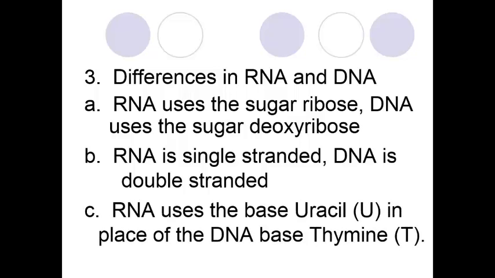And then the third difference, and this one's really important as we get into future videos about transcription and translation and making these proteins, is that RNA uses a different nitrogen base, just one different, and that it uses what we call uracil instead of thymine. So RNA does use A and G and C, adenine, guanine, and cytosine, and so does DNA. So those are common bases that they both use, but then they're different in uracil and thymine.